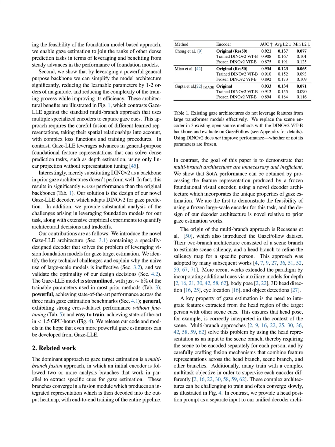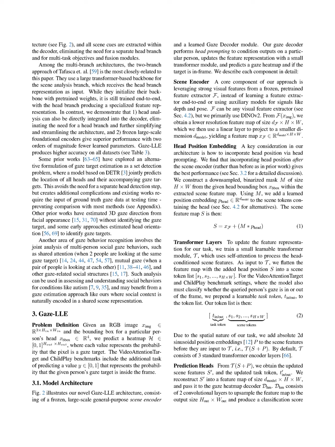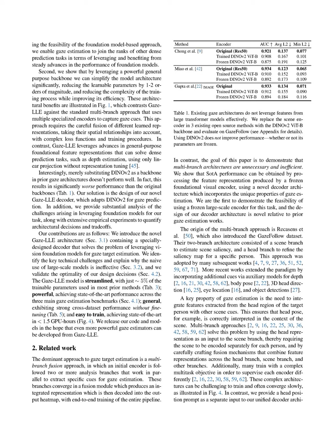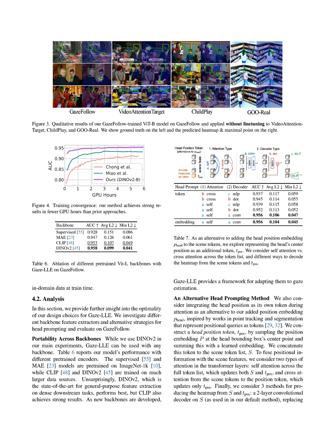The Gaze-LLE model operates through a streamlined architecture that consists of a frozen large-scale general-purpose scene encoder and a learned gaze decoder module. First, the model takes an RGB image and a bounding box for a person's head as inputs. The frozen encoder, such as DINOv2, extracts visual features from the entire image, capturing essential scene information without any additional auxiliary models.